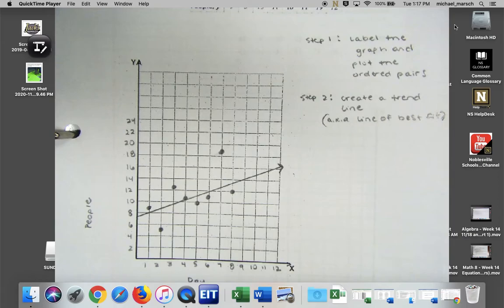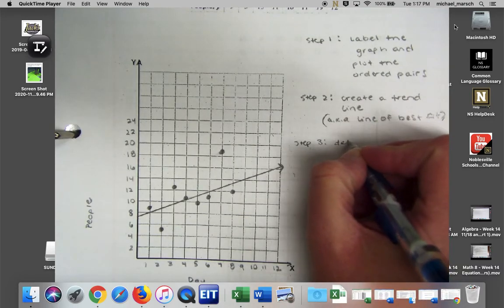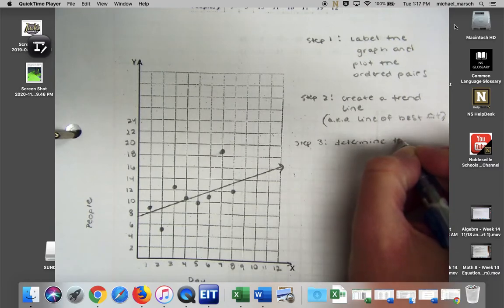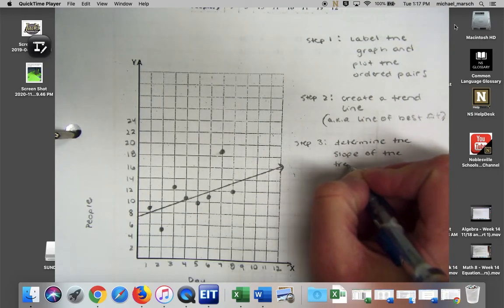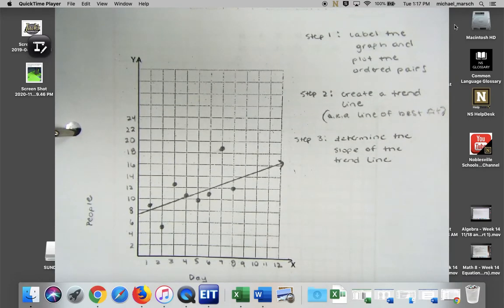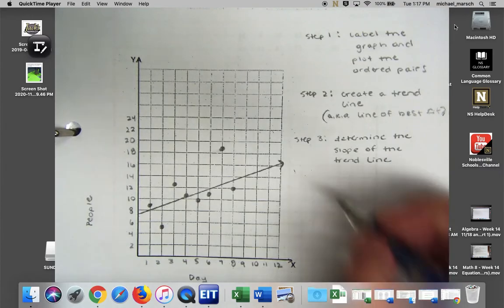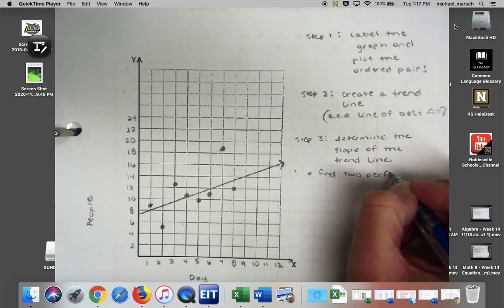TJ, you can use the yardstick. Okay. So our next step is to determine the slope of the trend line. This is where students struggle, because you want to use the points that are already on the graph. We're going to be ignoring those points. We're now just focusing on the line we drew. So the way to do that is to find two points. Yep, find two perfect intersections.